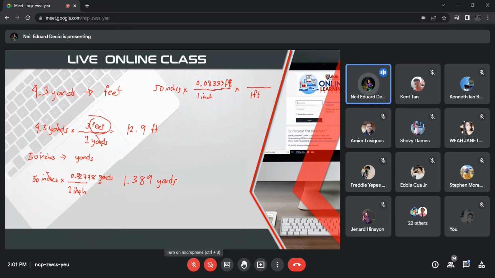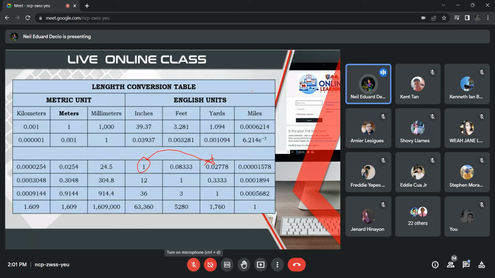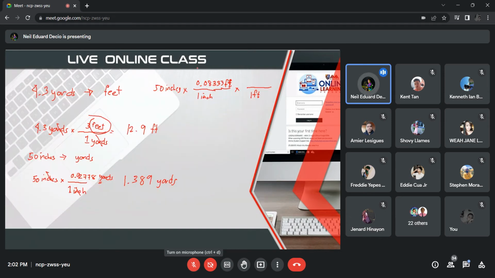So according to the table, let's go back to the table. According to the table, 1 foot daw is 0.3333. 1 foot equals 0.3333 yards. Okay, so all we have to do is multiply. So this will be cancelled out. Feet will also be cancelled out. So yards na lang yung matitirang unit. So multiply na lang natin to.